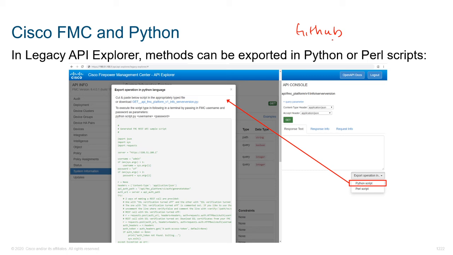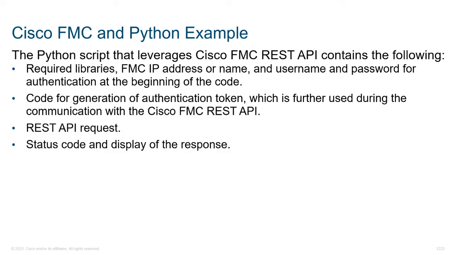And let's see, is that everything? Yeah, this is pretty much what we were just talking about. Our Python scripts generally require libraries, so we can certainly leverage those libraries that contain IP address information, host name, username, and passwords at the beginning of our code. Just makes that automation aspect a little bit easier. Code for generating tokens, and status code and display of the response.